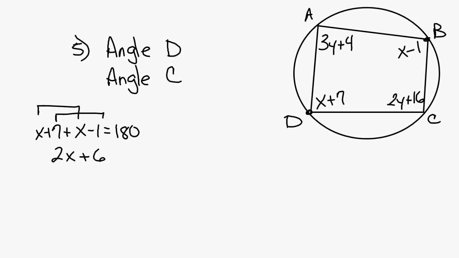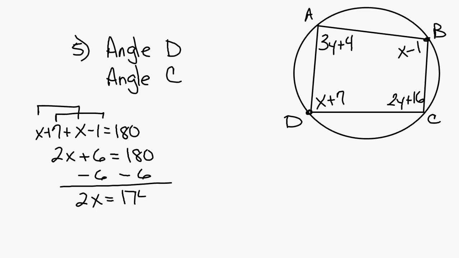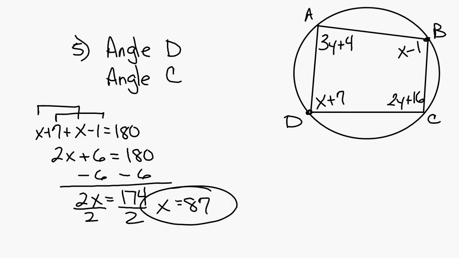And you can subtract 6, and divide by 2. So your x is equal to 174 divided by 2, which is 87. If your x is equal to 87, then angle D is equal to 87 plus 7, which is 94 degrees.